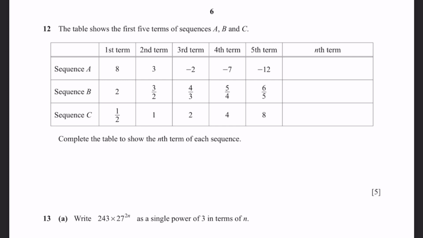Question 12. The table shows the first 5 terms of sequences A, B, and C. Complete the table to show the nth term of each sequence. For sequence A, 8 minus 5 is 3, minus 5 is minus 2, minus 5 is minus 7, minus 5 is minus 12. The constant term-to-term rule is subtract 5. So that means the coefficient of the nth term will be minus 5. So minus 5n.